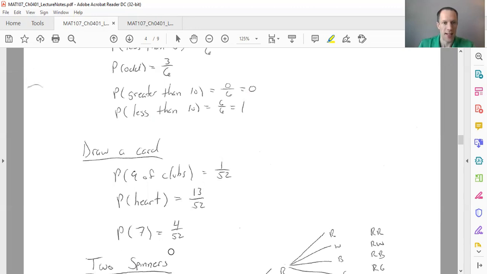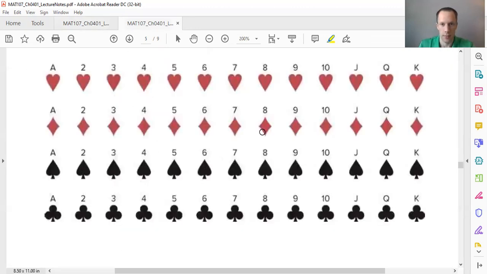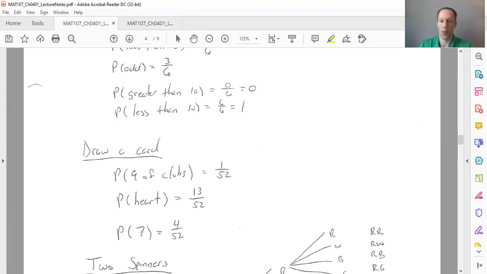The probability of getting the number 7. Well, there's 4 cards here that have the number 7 on them. So we would say 4 out of 52, which again, we could reduce to 1 over 13. You can convert that probability to a decimal, express it as a percentage. So fraction, decimal, percentage, any of those are valid ways to express your probabilities.